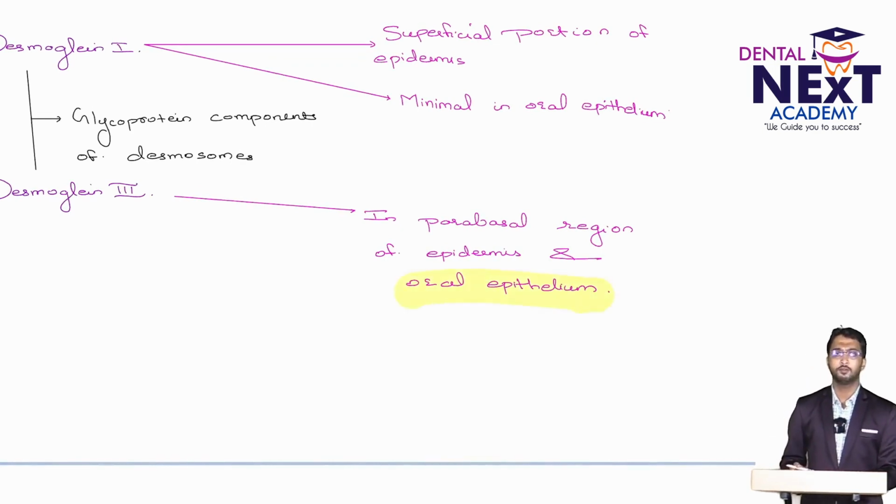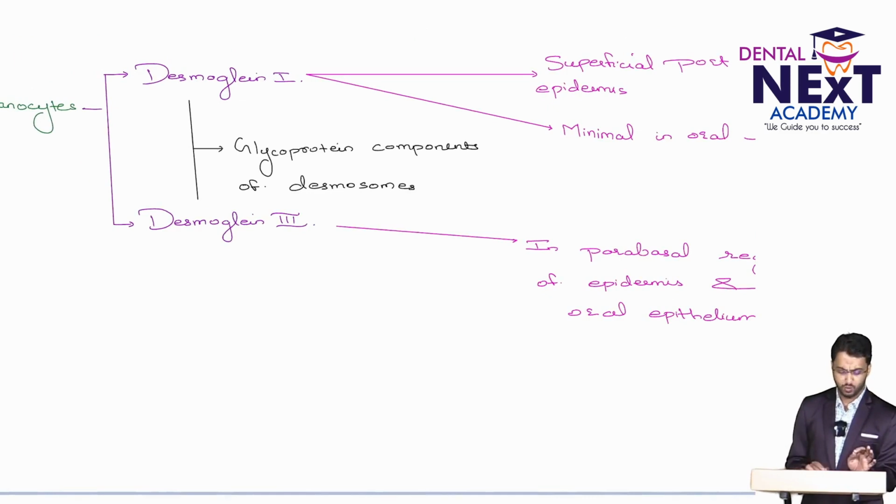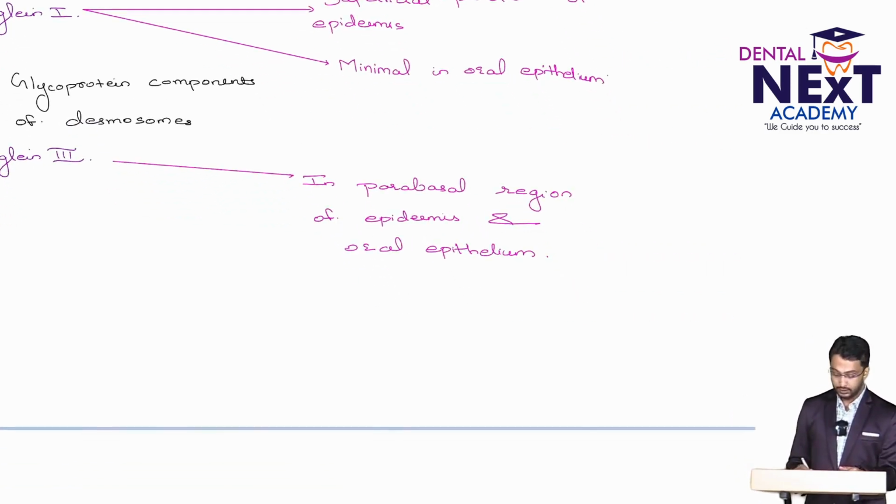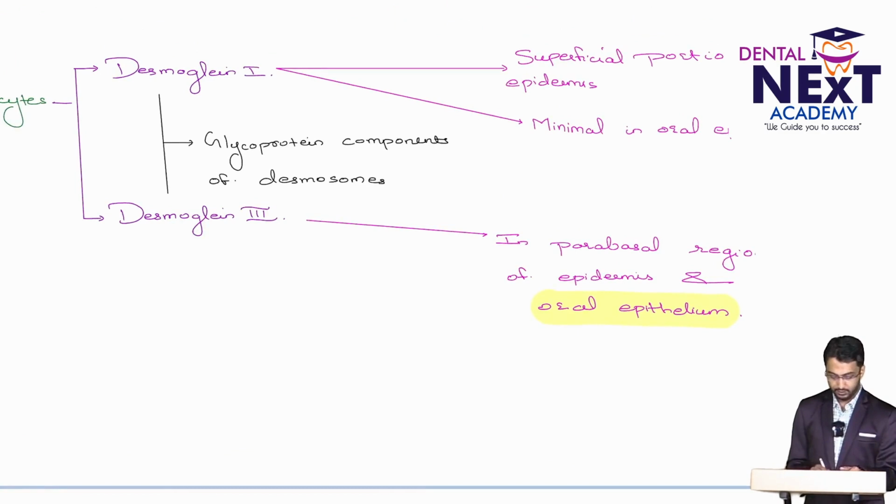That's a very important question for you. If they ask you the antibodies seen in pemphigus vulgaris, it is 1 and 3. But if they specifically ask which is more commonly seen in oral epithelium, and you have to select between 1 and 3, select 3.